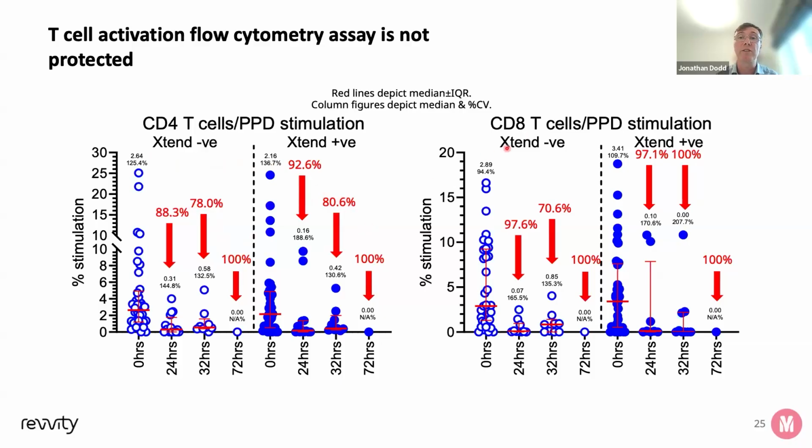This was not restricted to the CD4 T cells. When we measured the same analytes on CD8 T cells, again, we saw an ablation of the response by 24 hours, which was maintained at 32 and 72 hours. And again, in the presence of extend, we saw no protection whatsoever on the flow cytometry platform. So it was clear that although there was protection offered on the FluoroSpot platform, it was not extending to the flow cytometric platform.